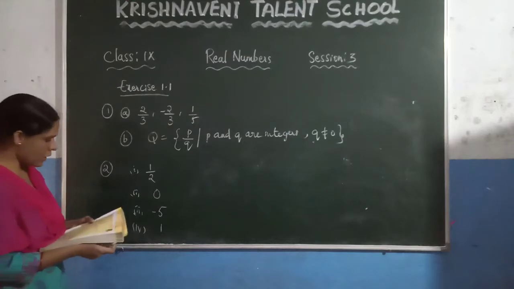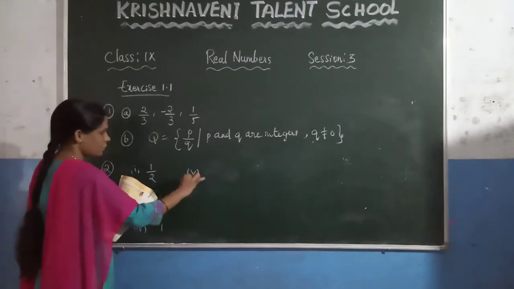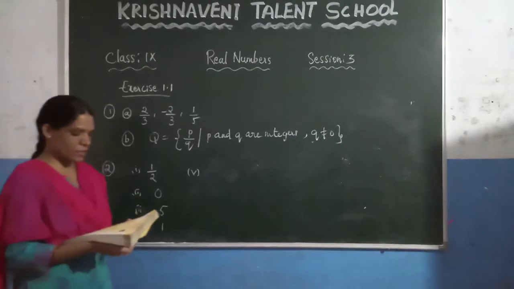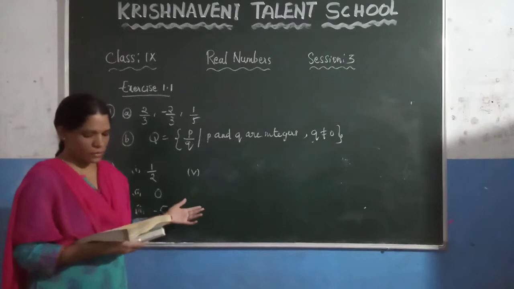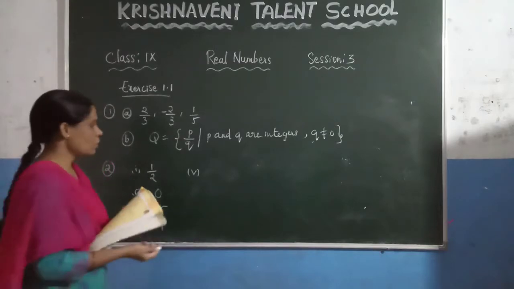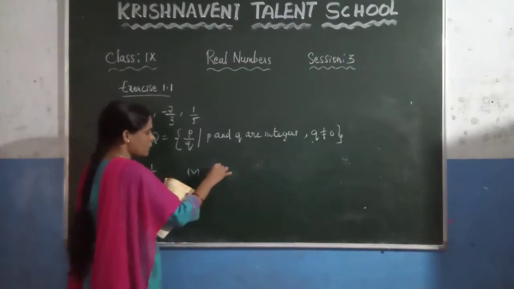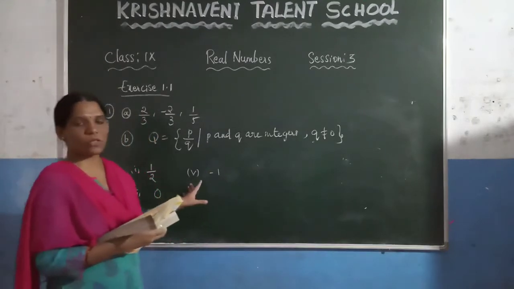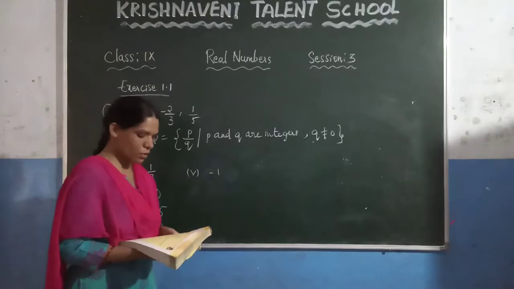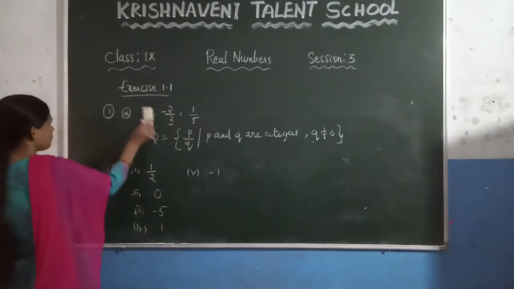Now see the last one in this. Here a number which is an integer but not a natural number. You have to write an integer but it should not be a natural number. What is that one? Consider minus 1. You know that minus 1 is an integer but it is not a natural number. Now see the third question.